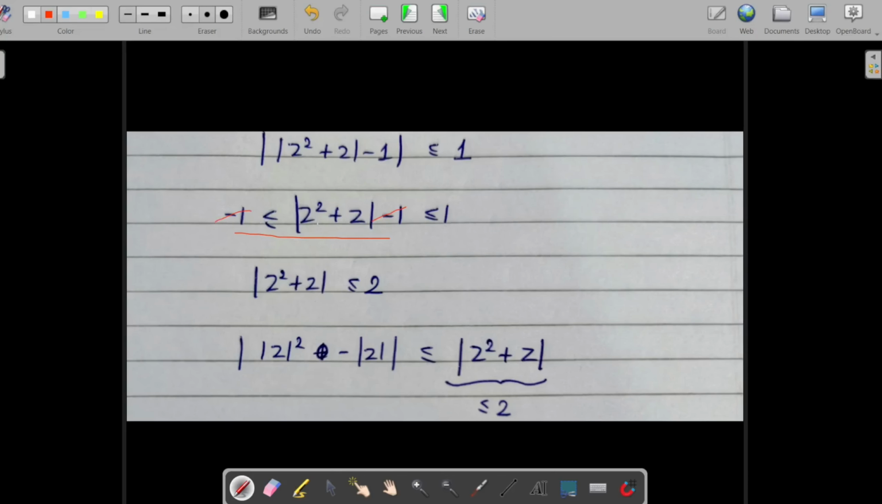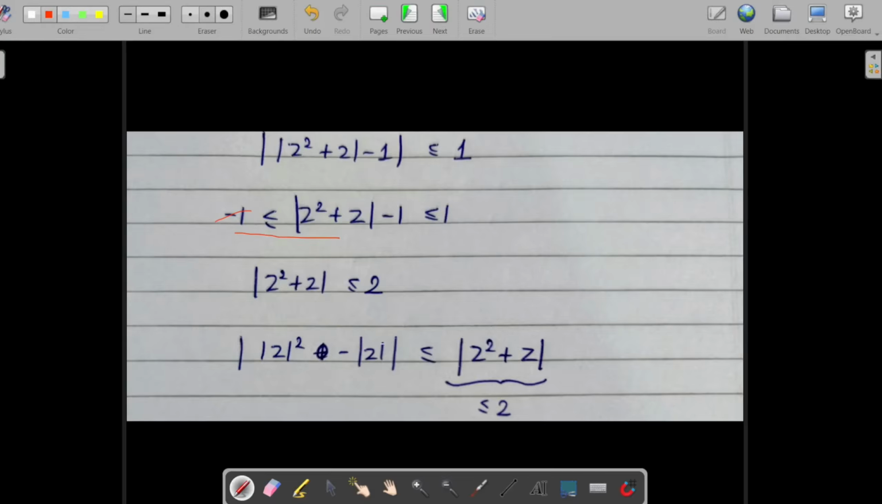So what you will get is z square plus z whole mod is greater than or equal to 0, which is always true. So you did not consider that case basically, but focus on this side. So minus 1 will go this side. Z square plus z whole mod is less than or equal to 2.